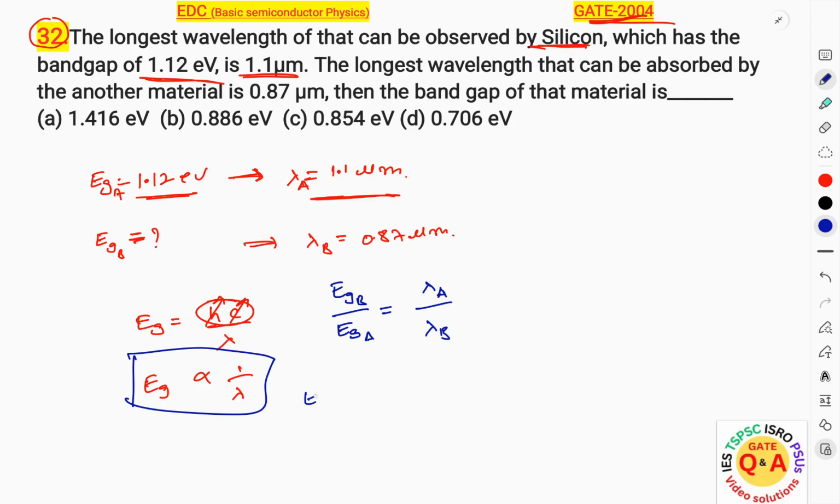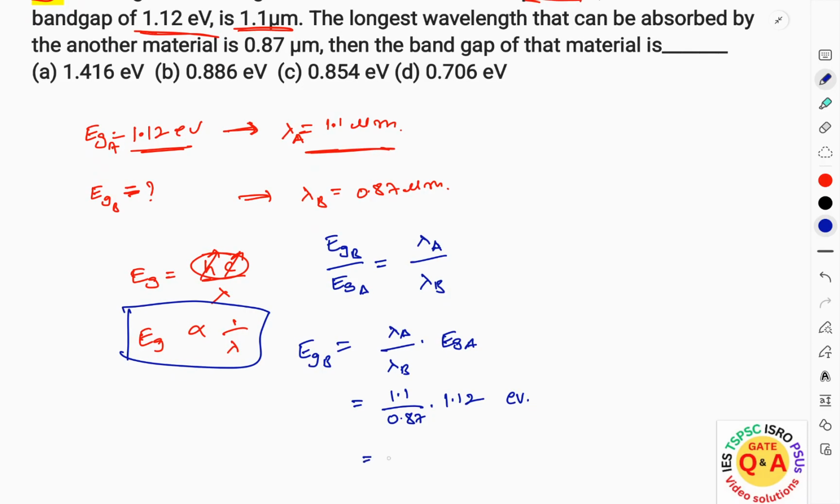We want the energy band gap of material B, which is equal to wavelength A by wavelength B into energy gap A. Substitute all these values: 1.1 by 0.87 into 1.12. This gives the answer in electron volt, 1.416 electron volt. Option A is correct.